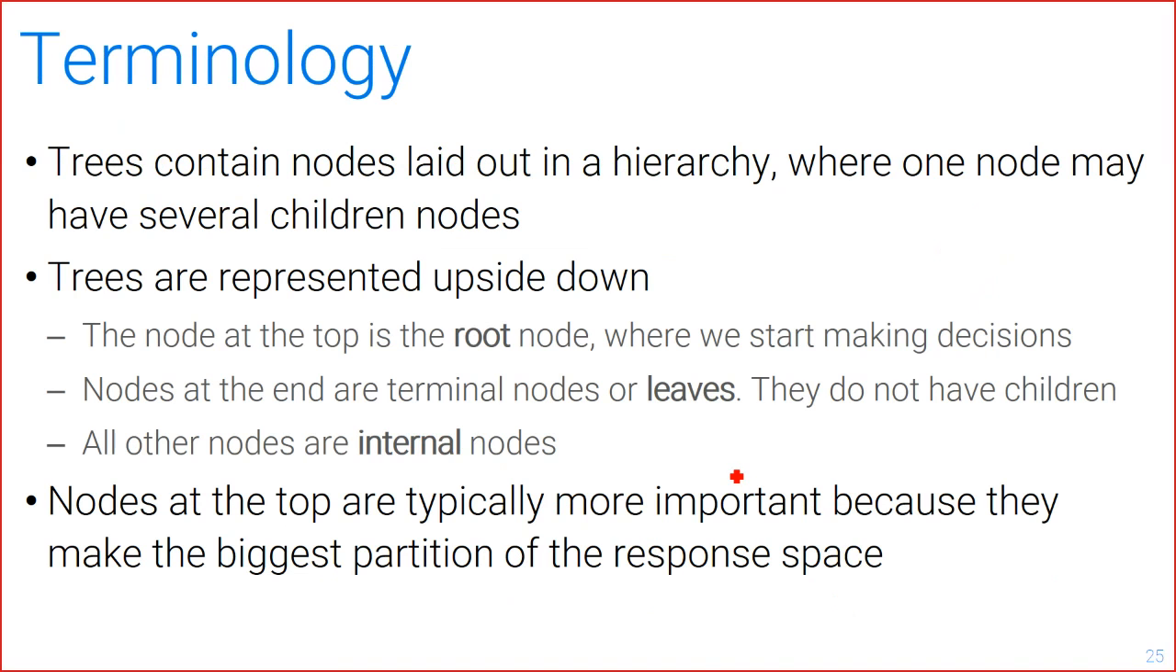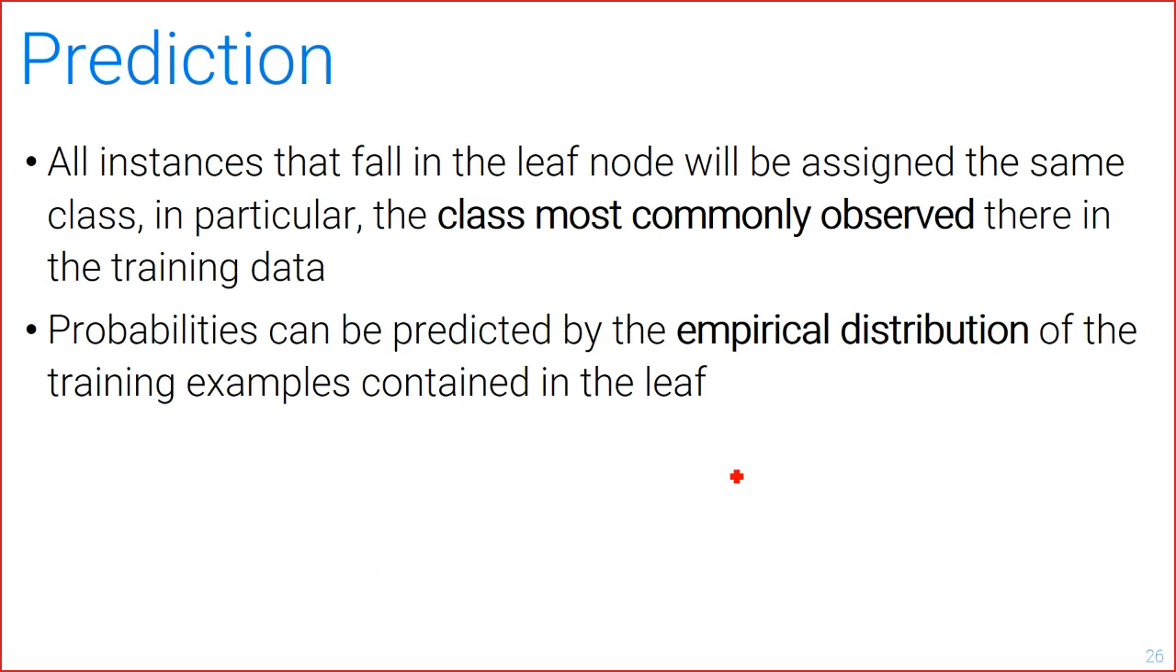So this is a tree, a decision tree. You see, it's a very simple model. The thing is that all instances, one way or another, are going to fall into one leaf node. And that leaf node is going to be assigned the same class. So any instance that falls under that leaf is going to have a prediction equal to the class most commonly observed in the training data.